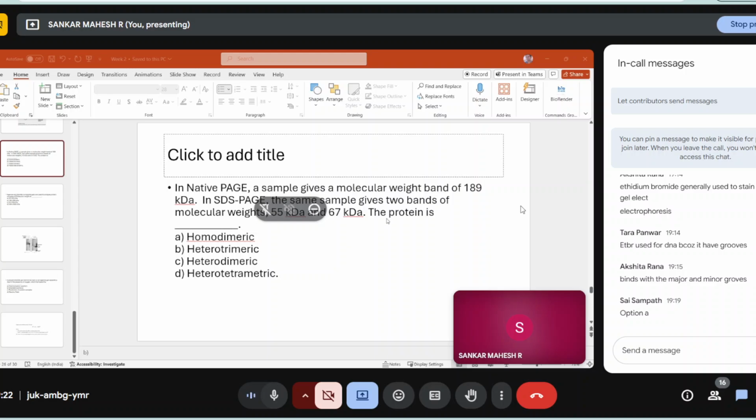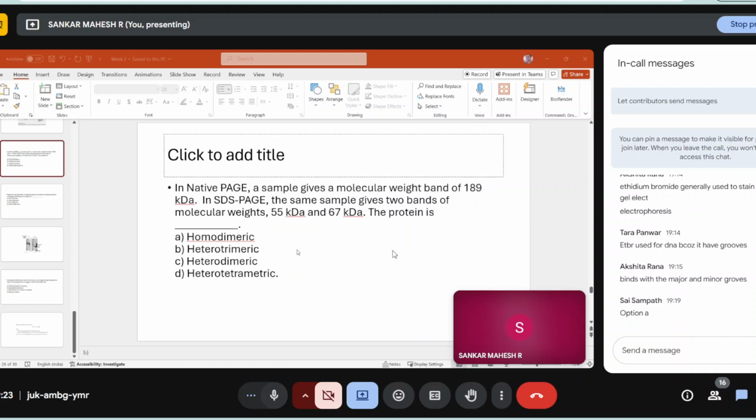So in a native PAGE, we don't denature the sample, which means multiple different chains, even if they are not covalently linked, will ensure that your structure is maintained. But in an SDS PAGE, this is not happening. And they say that there are two bands, one at 55 kilodalton and one at 67 kilodalton, but in a native PAGE, it gives 189 kilodalton. So you need to find out how many copies of 55 kilodalton plus how many copies of 67 kilodalton give you 189 kilodalton.